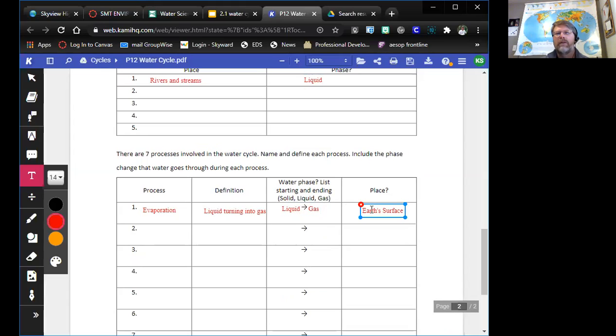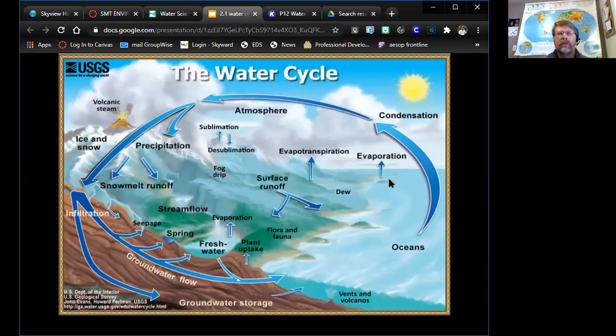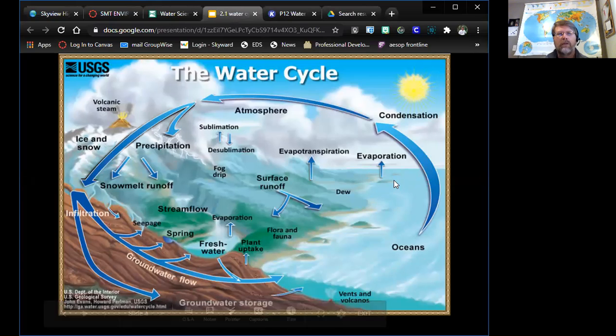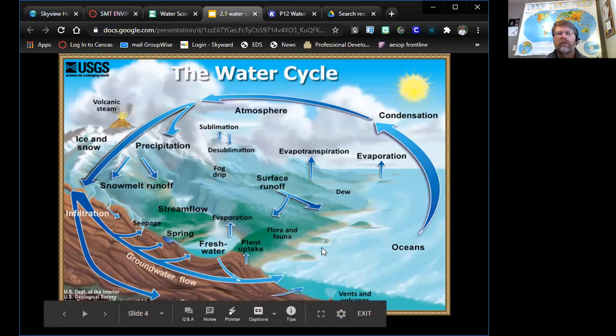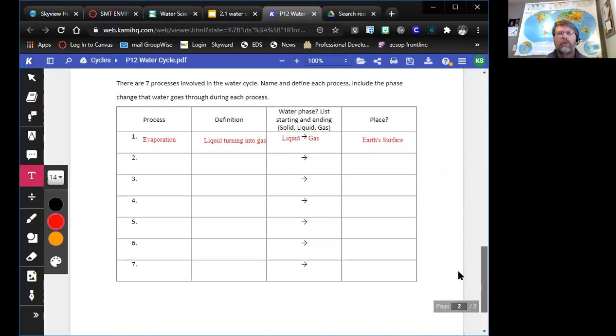Okay, and where does it happen? Well, evaporation mostly happens on Earth's surface. Okay, so when we looked at this, or if we want to look back at this one, it can be on the ocean surface, or it can be on the lake surface, or it could even be during the runoff, you could see evaporation happen as well. Okay, but those are all surface conditions. Okay, so that sets us up for this one.